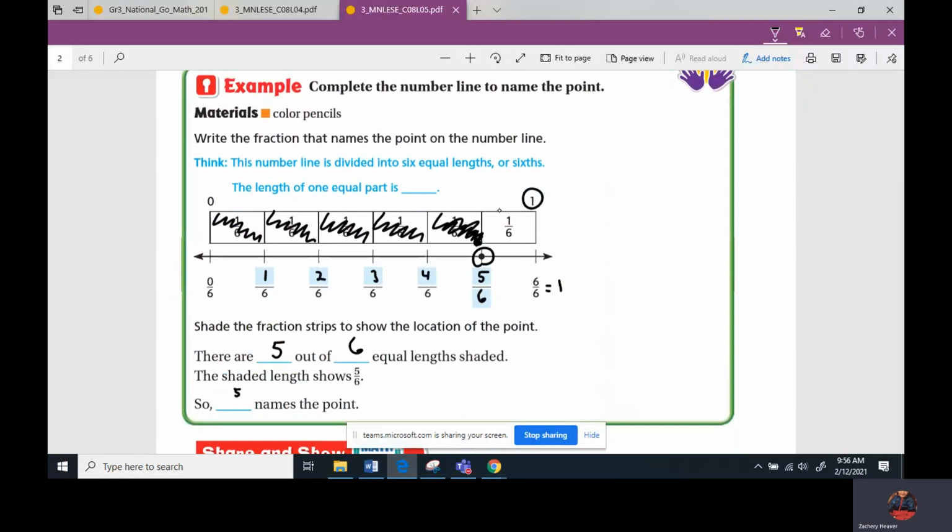So 5/6 names the point. Okay? 5/6 names the point.